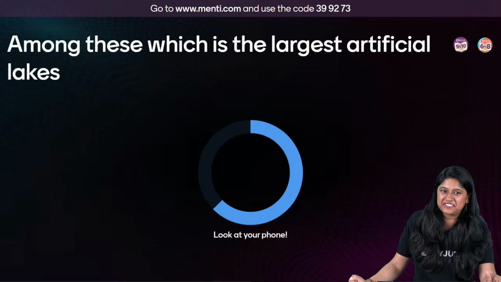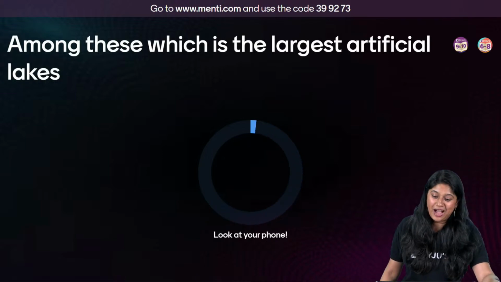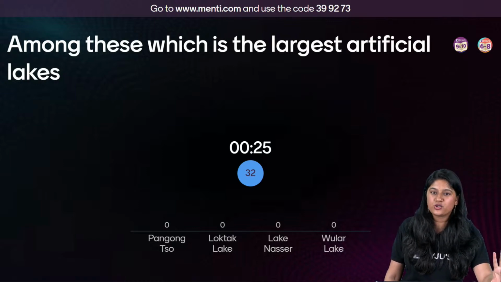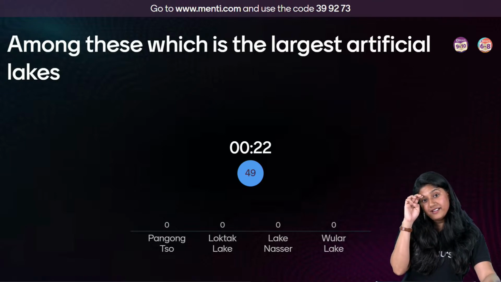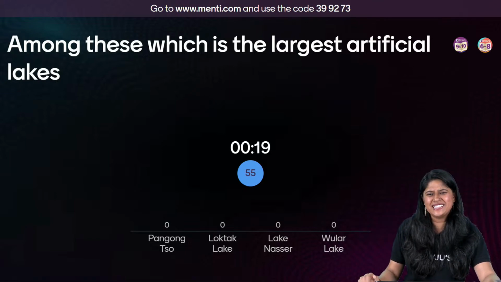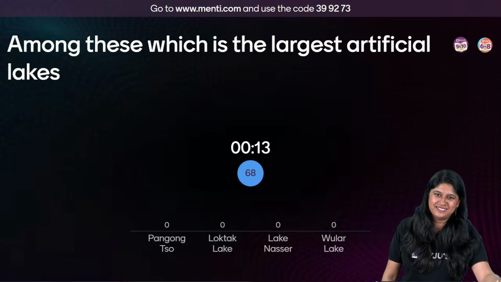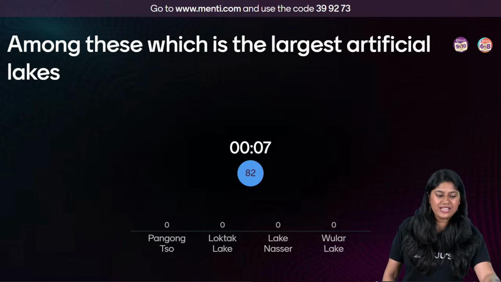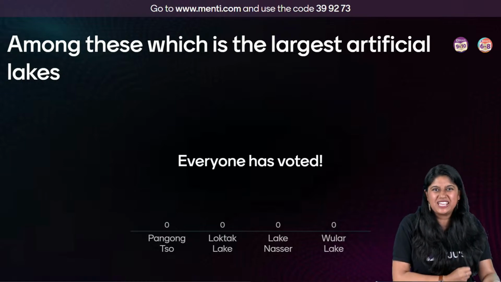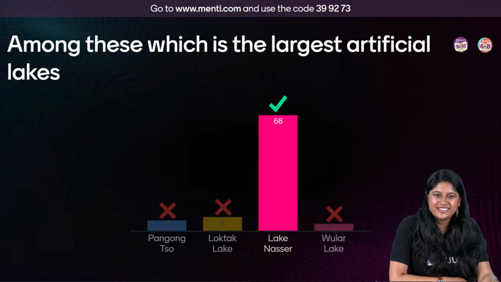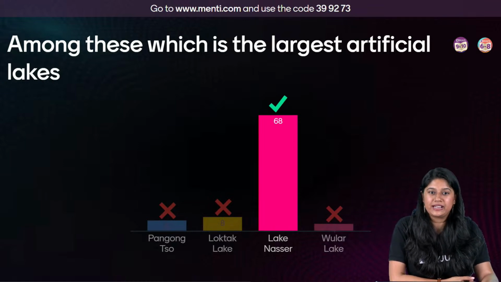Among these, which is the largest artificial lake? This is also very centric towards what we have studied. You just have to focus on one option. We have just discussed one lake in today's class. That should be the answer. We have not called out any other lake. That's why we thought of having this quiz, just to see whether you have paid attention or not. The correct answer is Lake Nasser. Absolutely correct everyone. So are you ready for the final question?